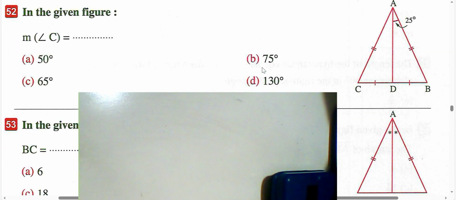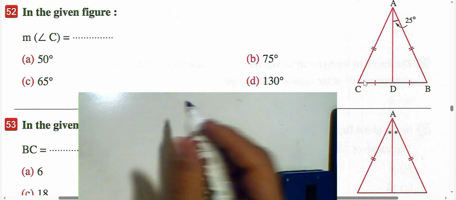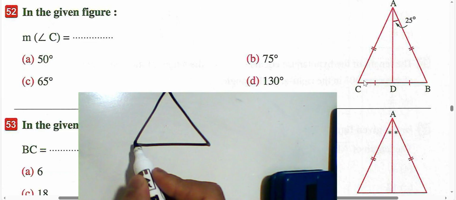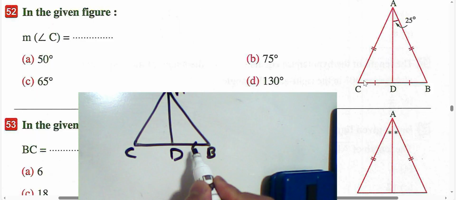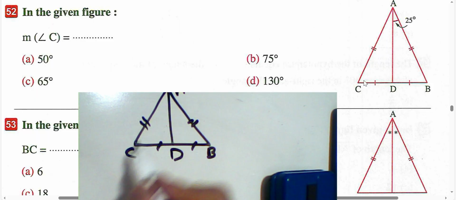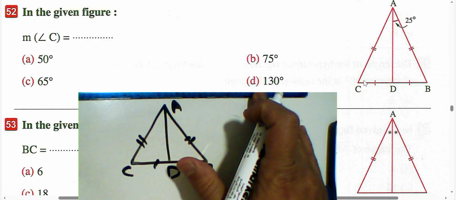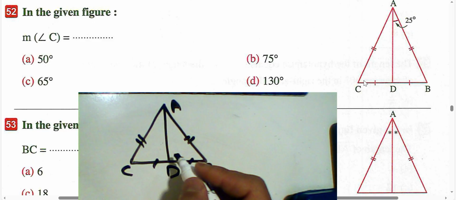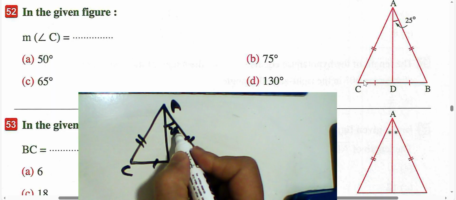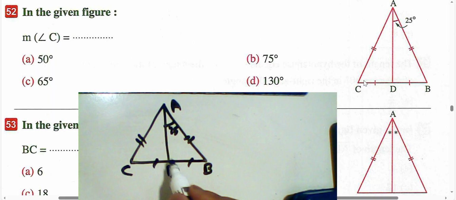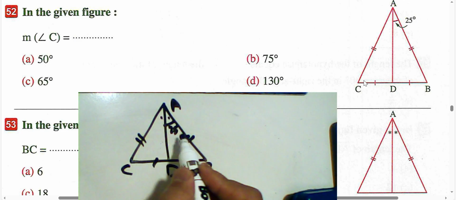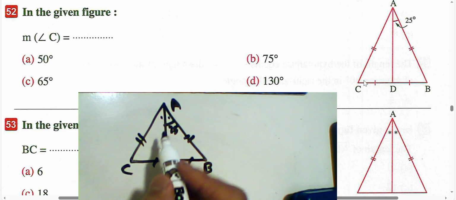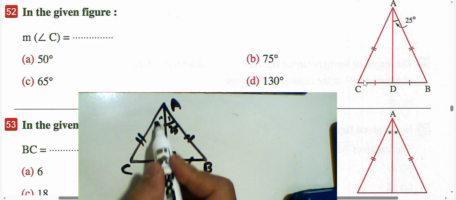Number 52. We can find the measure of angle C in this triangle. We have A, D, and here C and B, with D in the middle, and we have an isosceles triangle. This angle was 25 degrees. Then AD, look here, we call it what? We call it the bisector, the median. The median in an isosceles triangle bisects the vertex angle and is perpendicular to the base. Then this angle equals this angle, and we have 25.